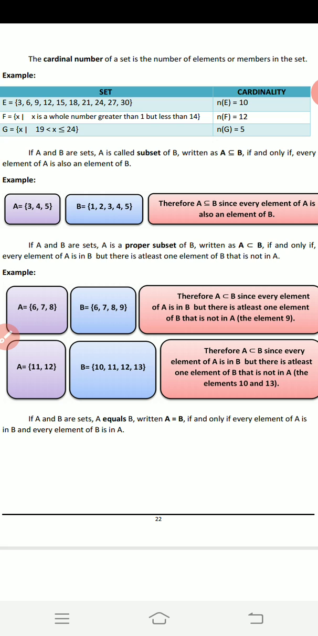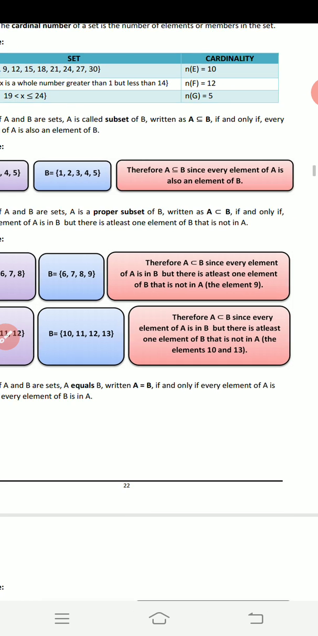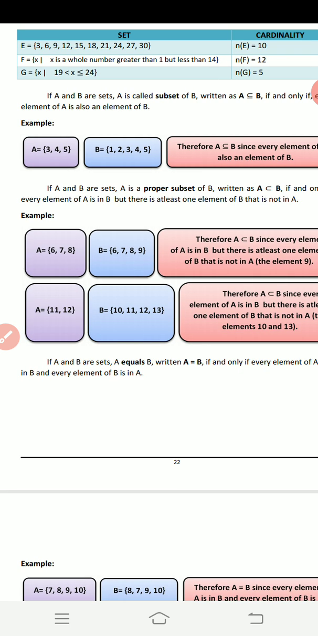Pero subset pa rin siya kasi lahat ng elements ng isang set ay nandun sa kabila. Okay, next, if A and B are sets, A is a proper subset of B, written as A, yung parang flat na C, medyo distorted na C, if and only if every element of A is in B, but there is at least one element of B that is not in A.